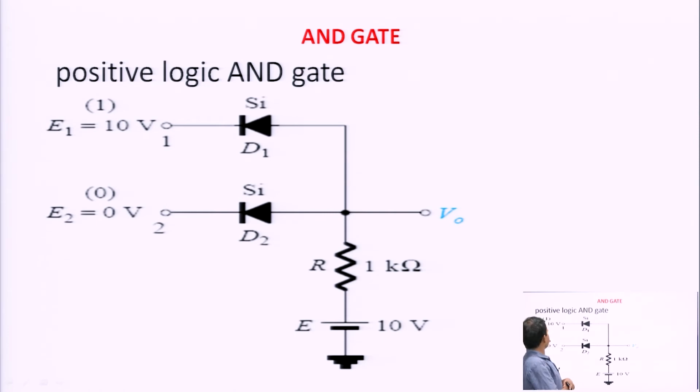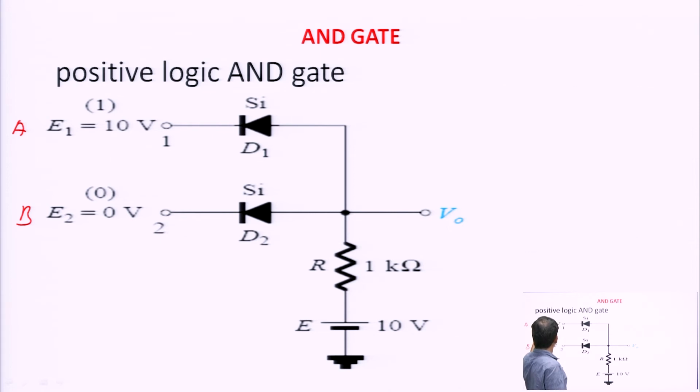This is the AND gate, positive logic AND gate. Just we have reversed both diodes. What will happen here? Two diodes are just reversed here. Now this is A and this is B and this is V naught. What will happen here?